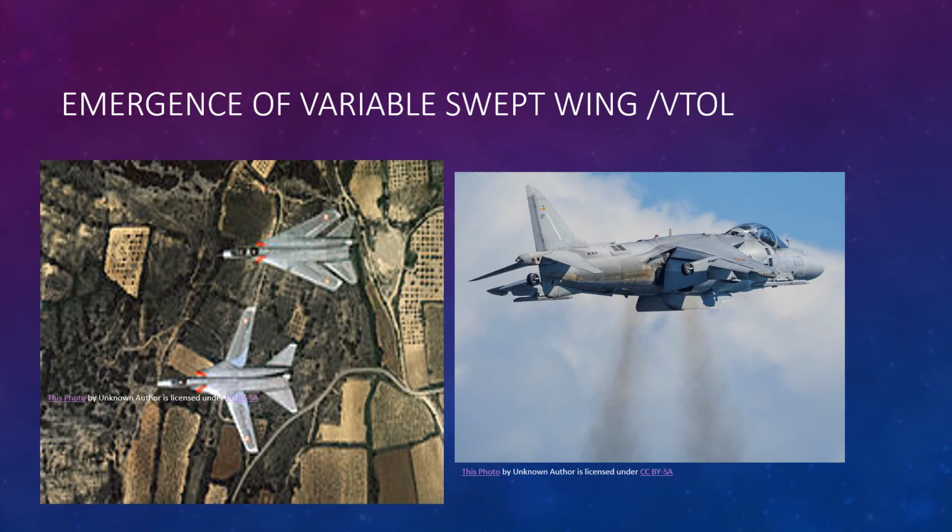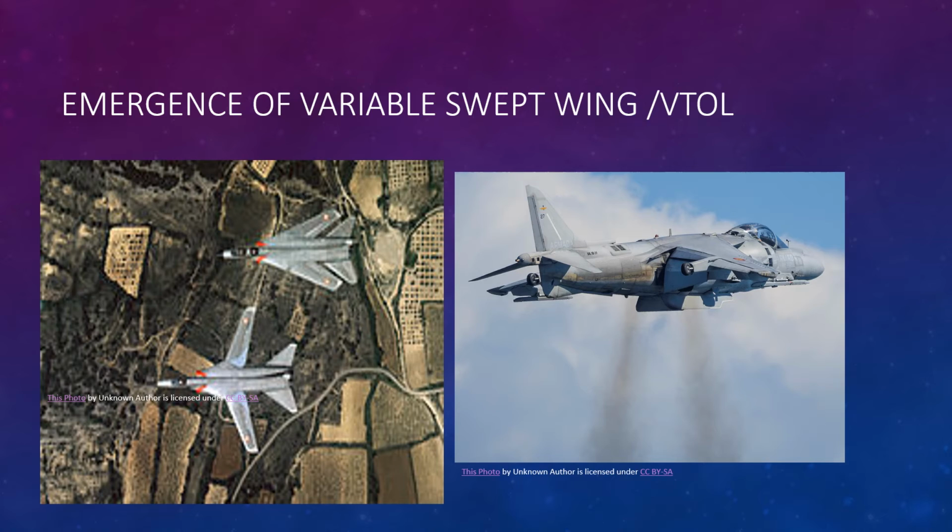Short takeoff and landing and vertical takeoff and landing were also capabilities which the third generation of aircraft had. On the left, you can see the MiG-23, which was equipped with a variable swept wing design, and on the right, you can see the Harrier, which was equipped with vertical takeoff and landing capabilities.